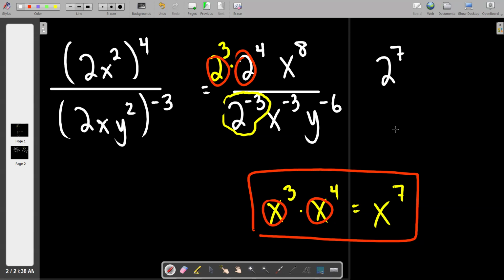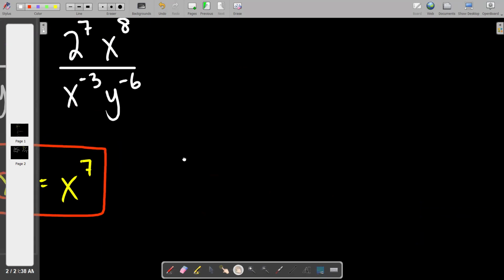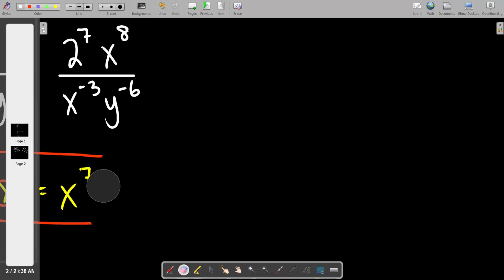Still good? Okay. And then we wind up with x to the 8th. And then we're going to put it over x to the negative. I'm just showing as much work as I possibly can here. So this is where we currently sit, right here. Good to hear? Yep.